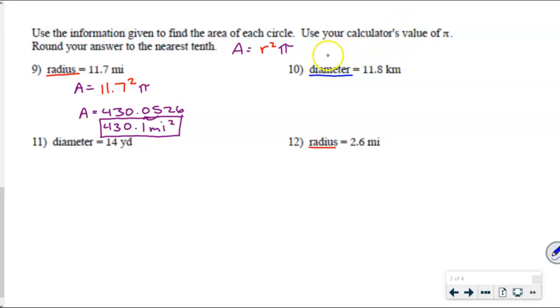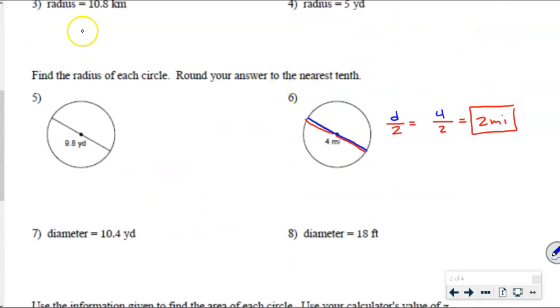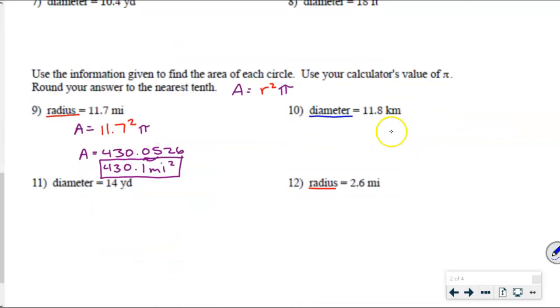What is the plan? I give you the diameter instead. What do I do? We'll start with Dylan. Yeah, just like we saw up here. If I give you the diameter and I need the radius, you take that diameter and you divide it by 2. So when I'm telling you the diameter is 11.8, we first need to divide it by 2 so we can find the radius. And 11.8 divided by 2, anyone have that for me?